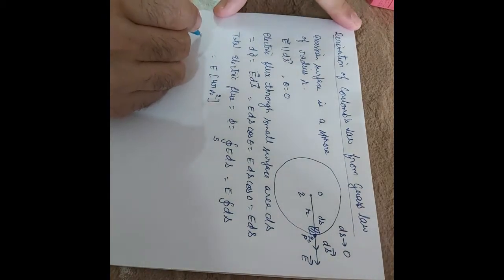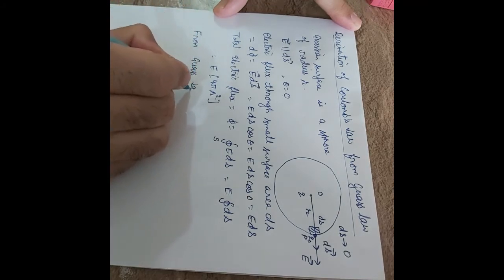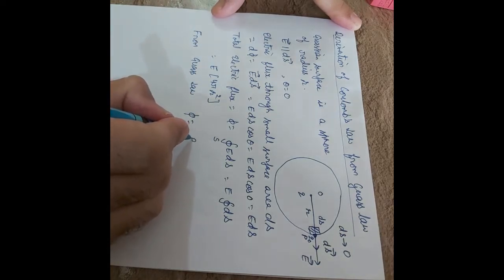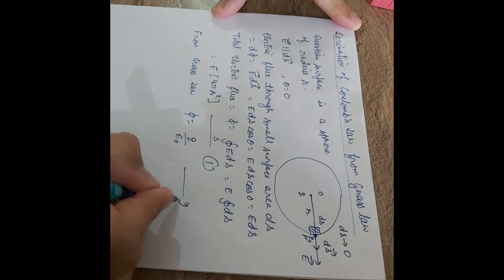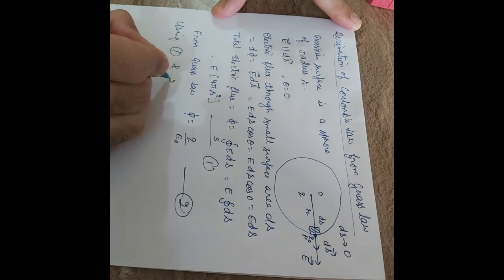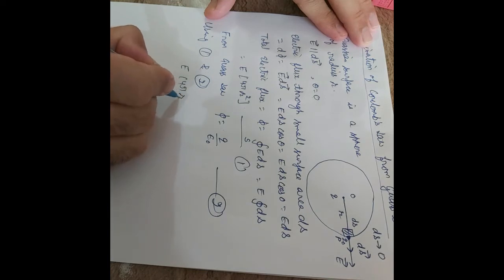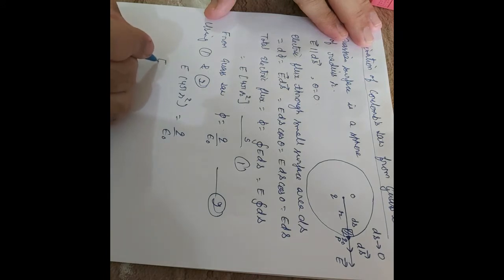Now, what does the Gauss law say? That the electric flux through a closed surface is equal to Q by epsilon naught. This is equation 2. Using 1 and 2, what do I get? E into 4 pi r square equals Q by epsilon naught. So this E equals Q by 4 pi epsilon naught r square.